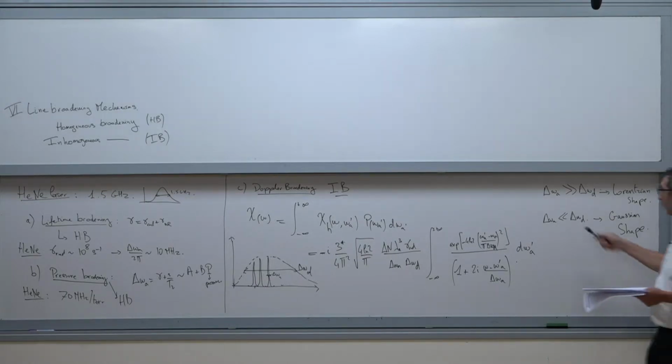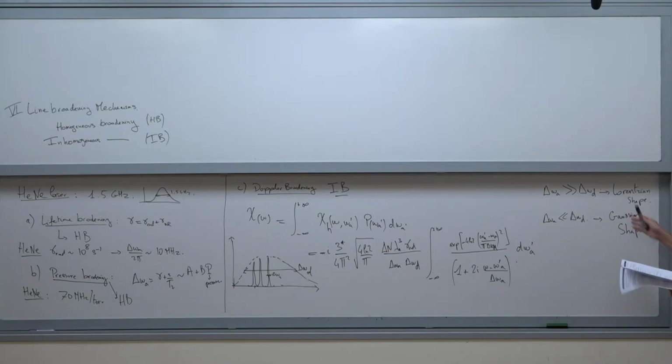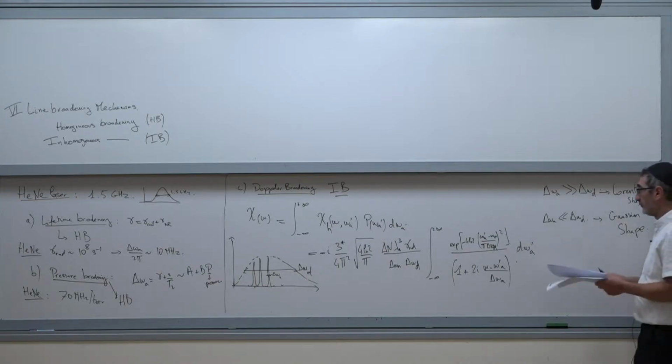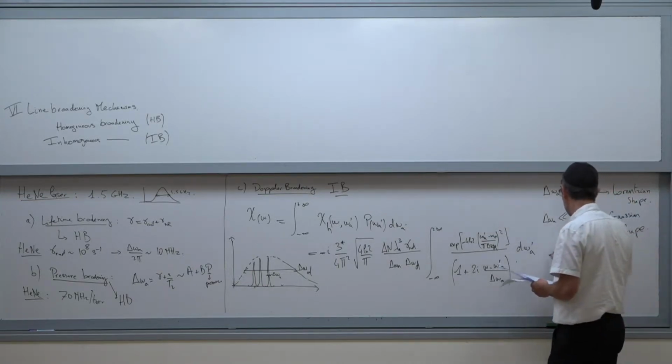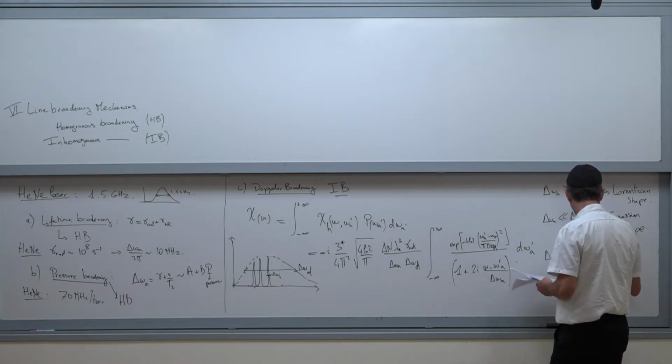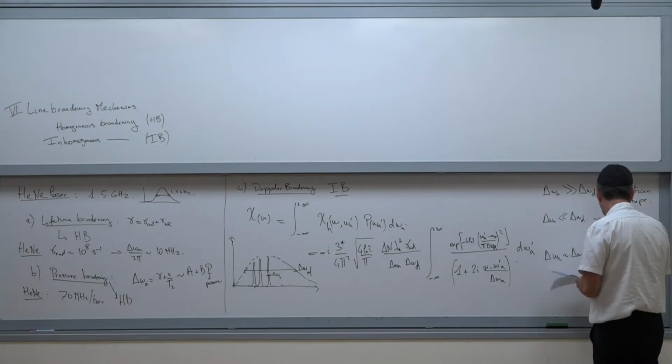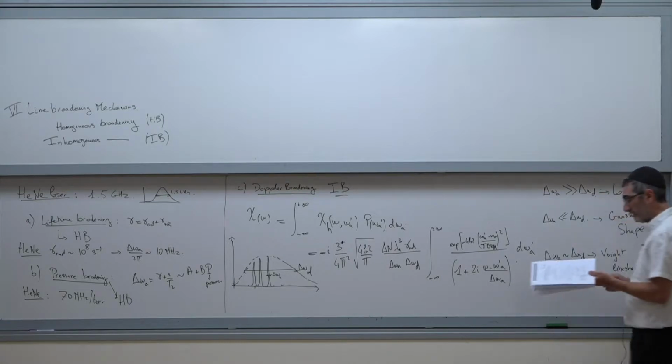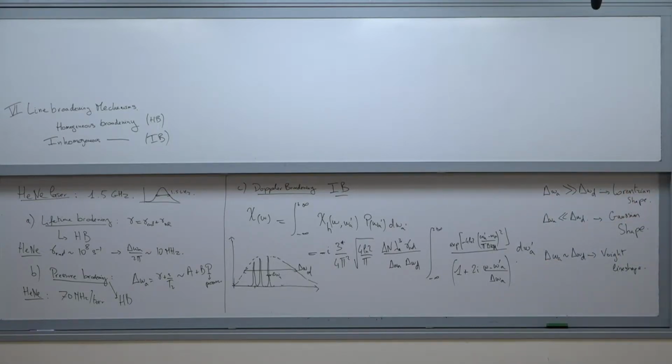And in between these two, when you are in a case where delta omega A and delta omega D are comparable, you'll have a convolution of the two of them. And this is called the Voigt, V-O-I-G-H-T line shape. Okay, so it's a kind of intermediate line shape between Gaussian and Lorentzian.